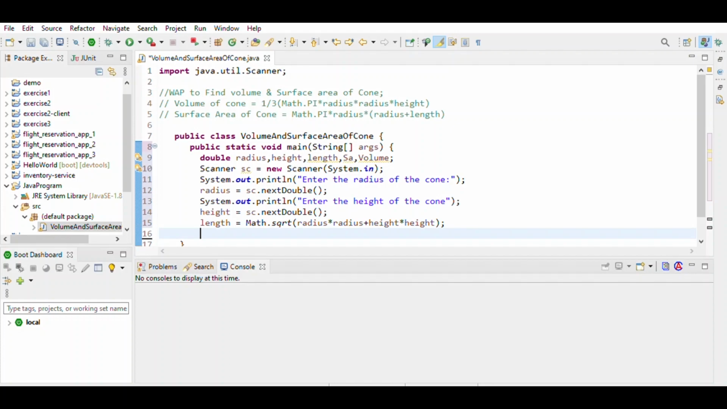And formula for surface area of the cone is Math.PI into radius into radius plus length.